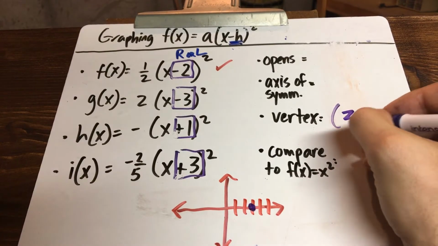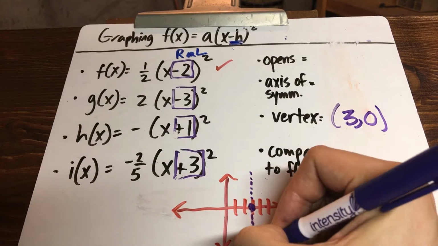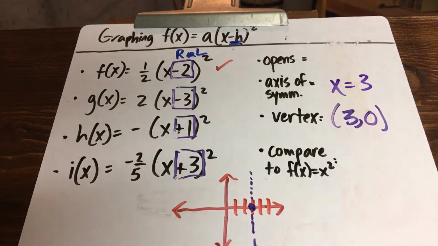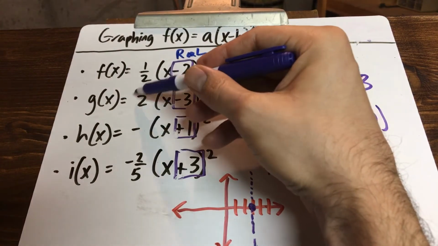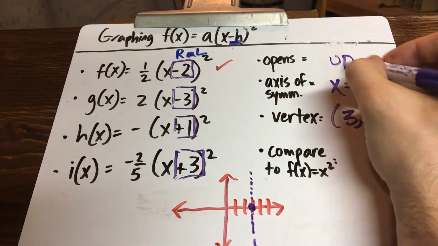The vertex is right here at the point 3, 0. This is also my line of symmetry that would cut my parabola right in half. That's at the spot 3 on the x-axis. That's why I put x equals 3. Does this open up or does this open down? Well, now I need to look over here. If this is a number that's a positive number, it's going to open up.